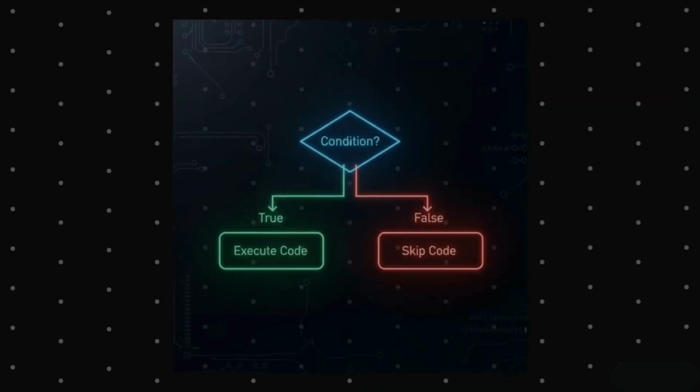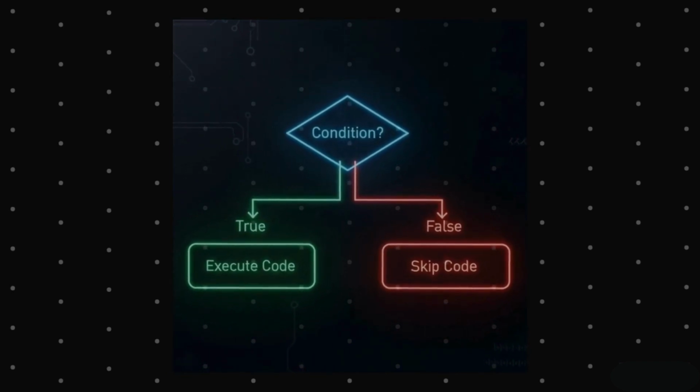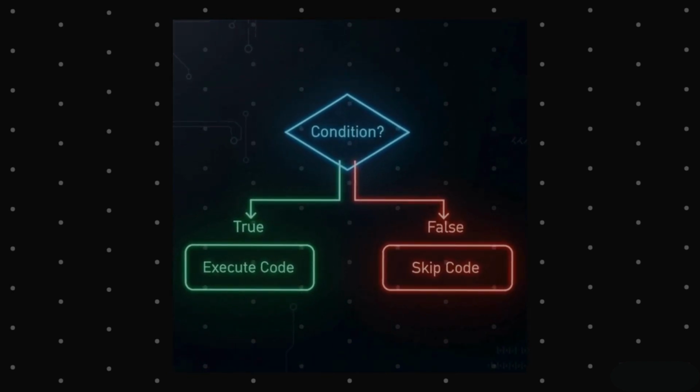A condition allows a program to make a decision. It checks whether something is true or false, and based on that result, it decides which code should run. This is exactly how programs behave intelligently. Without conditions, a program would simply execute every line of code one after another without making any decisions.